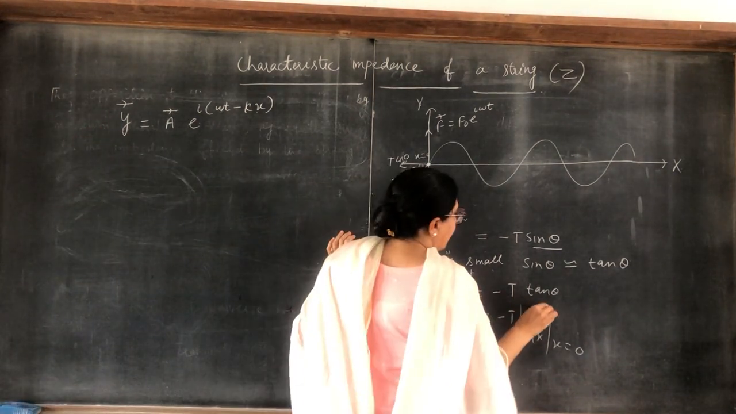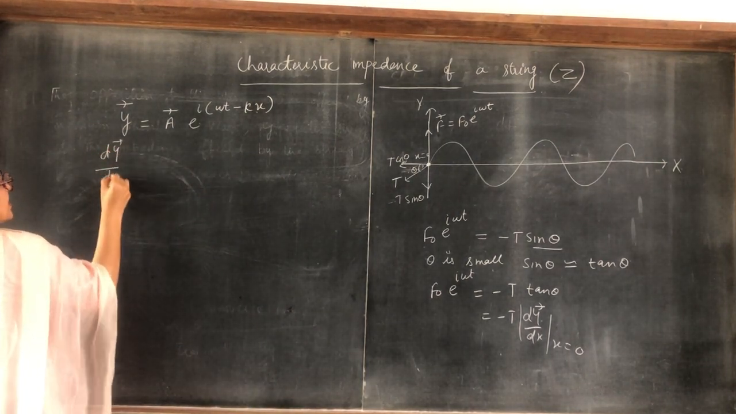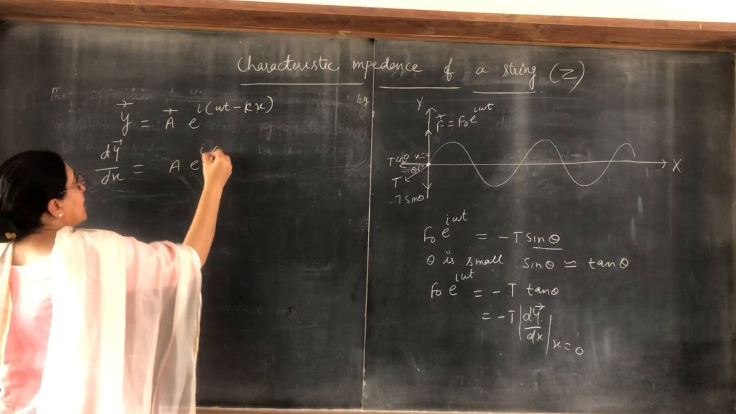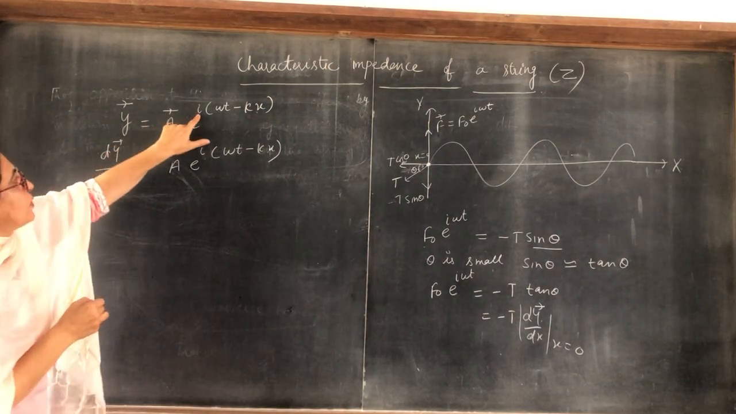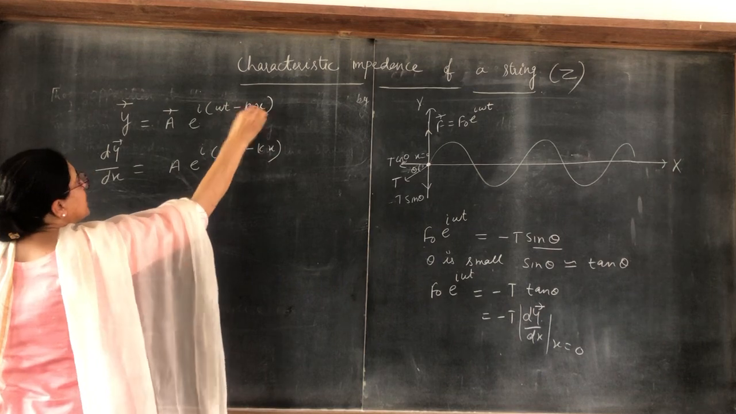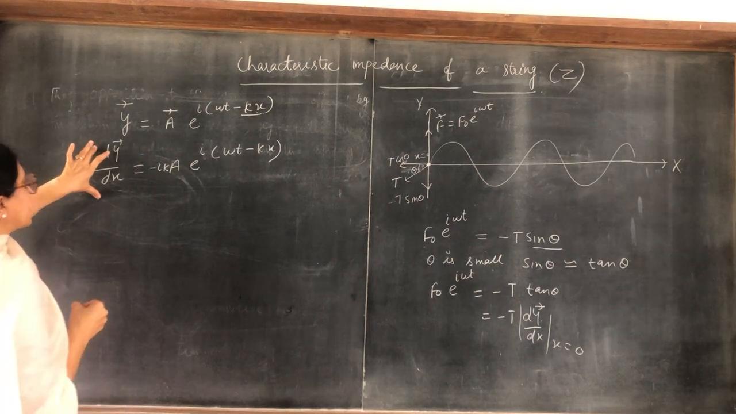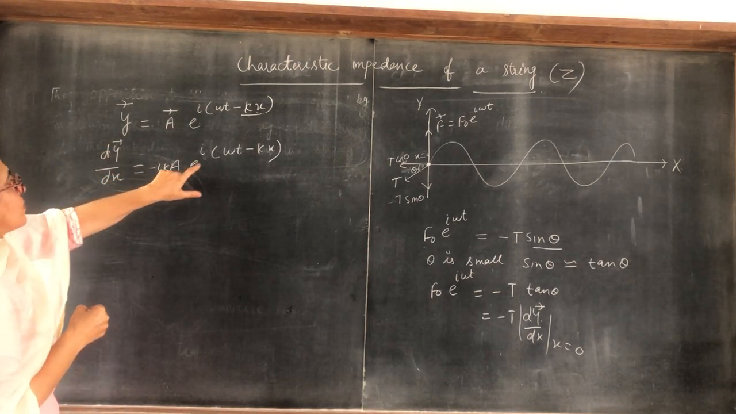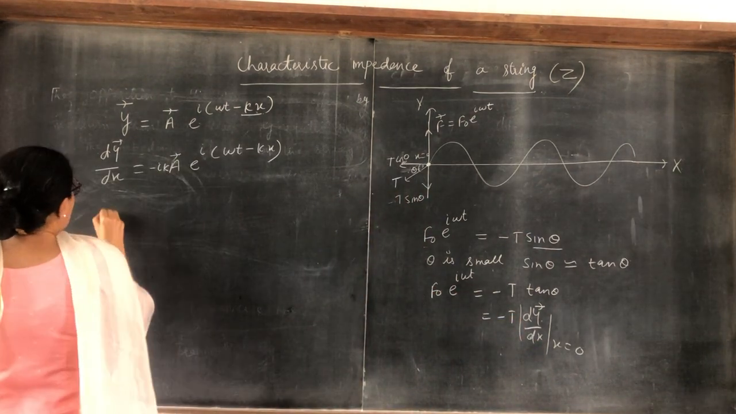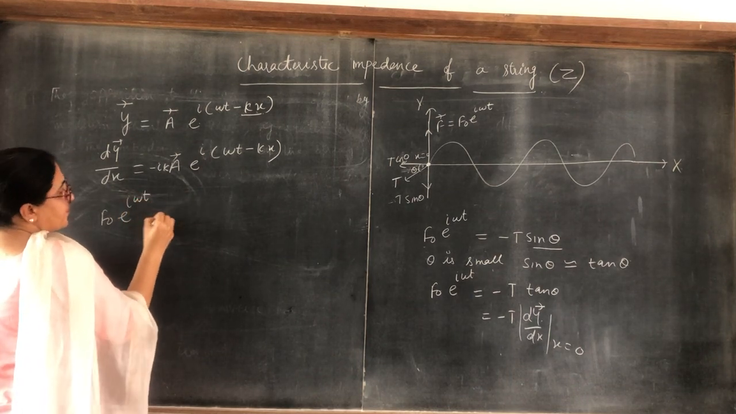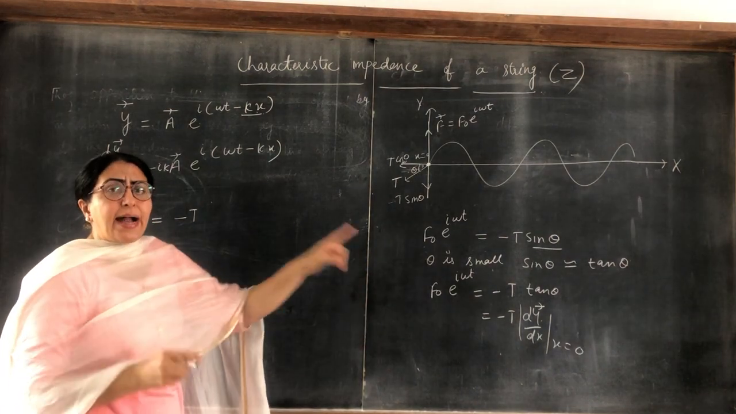If you want to write here the vector, then dy by dx is equal to a e raised to power iota (omega t minus kx) differentiated with respect to x, means you have to find the derivative of these things. That is equal to minus iota k a e raised to iota (omega t minus kx). Now put here this value, you will get f naught e raised to power iota omega t is equal to minus T dy by dx at x is equal to 0.